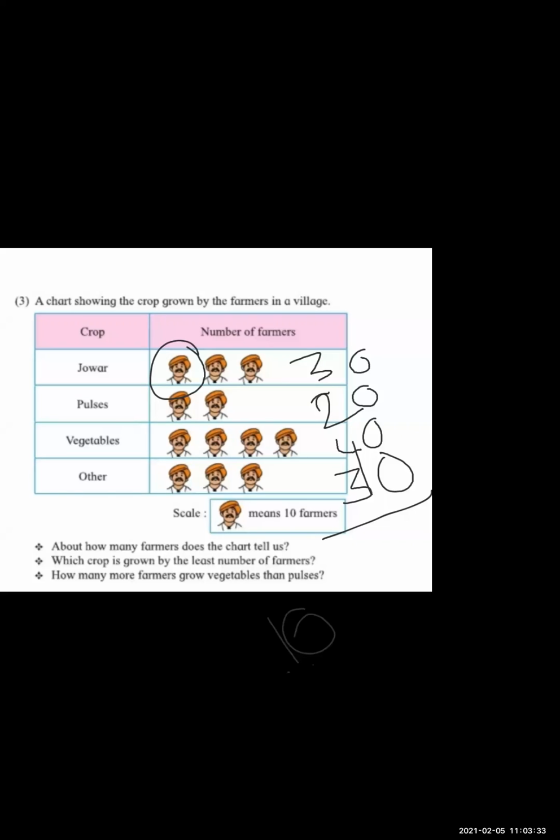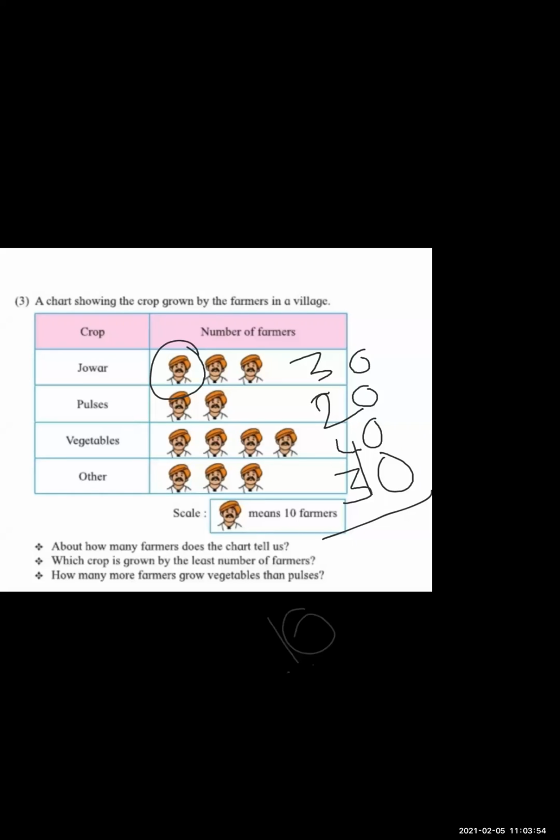Clear, everyone? What is the answer of the first question? Your answer is absolutely correct. 120 is your correct answer. Okay. Good. Now go to the second question.